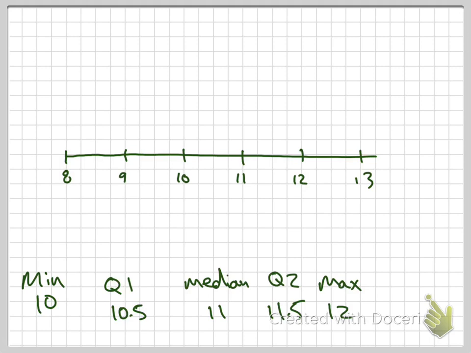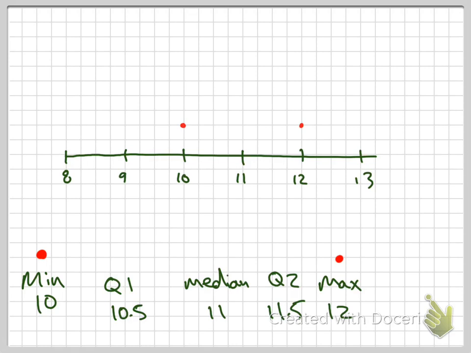Then my first step is going to be to place a dot at my minimum value. So right above the 10, I place a dot. Then I'm going to place a dot at my maximum value. So I should have 2 dots. One dot is going to be where the minimum value is, and 1 dot is going to be where the maximum value is.